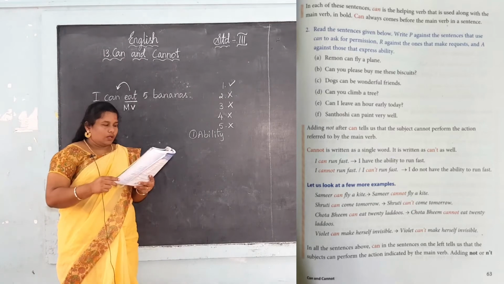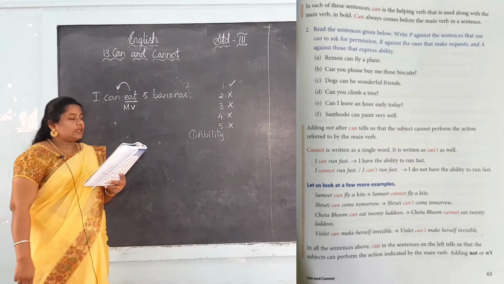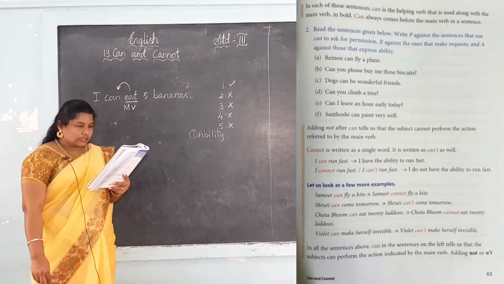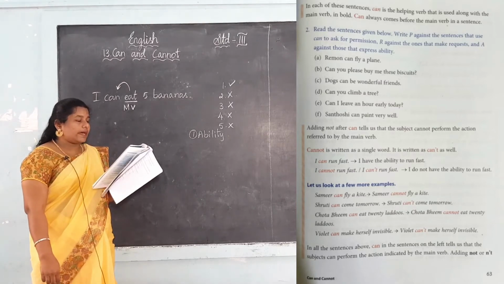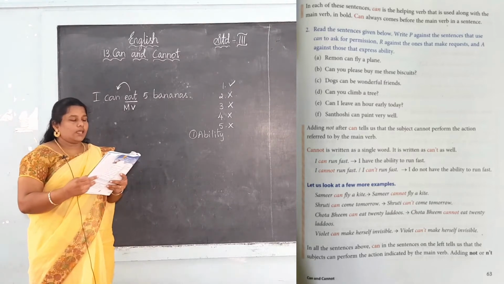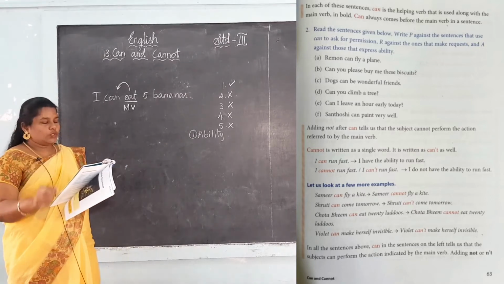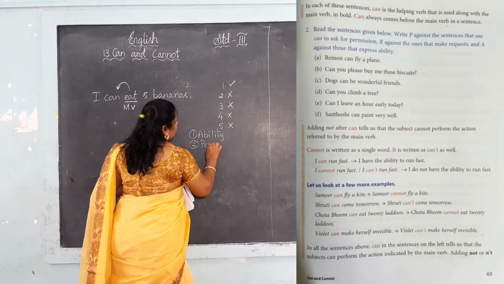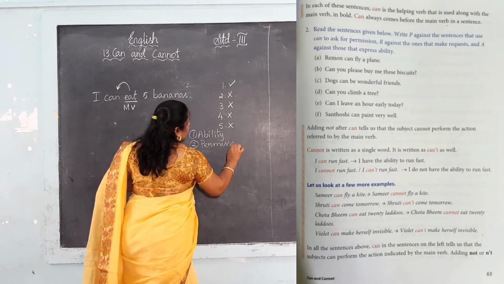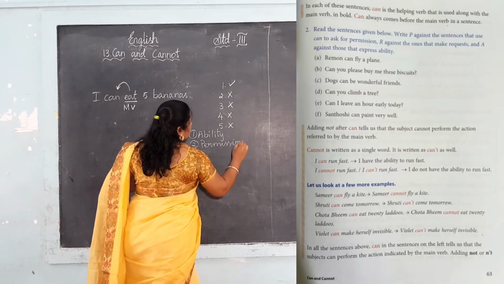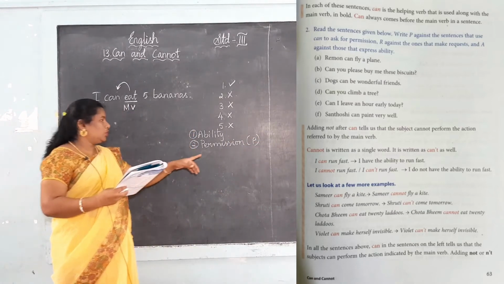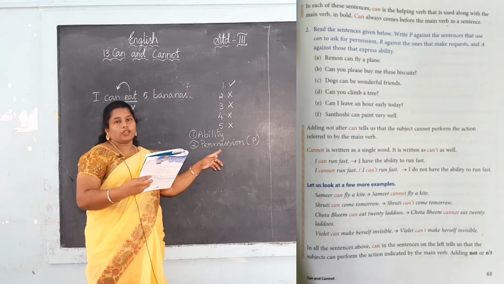Okay, next one. Second Roman letter. Read the sentences given below. Write P against the sentence that uses can to ask for permission. See, for the permission we want to use P. Okay, permission. Permission already we learned, right? Yes, for the cousin. Yes, or relation. For that we want to use permission. Ask permission, we can use can.